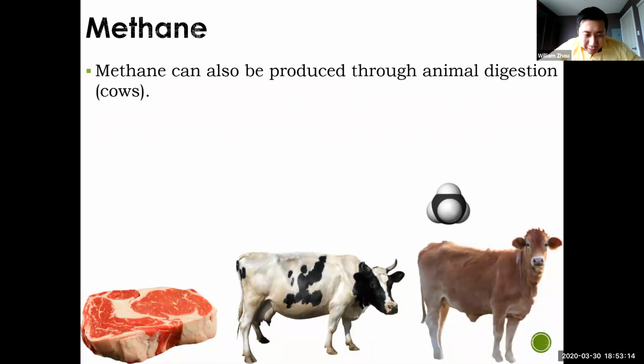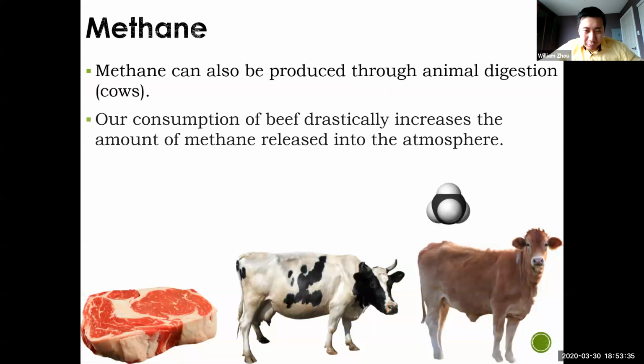which is why eating a lot of beef means that you are contributing to a more intense greenhouse effect. If you cut down your consumption of beef, then you are doing your part in mitigating the amount of methane released. Okay, so the consumption of beef in North America and Europe mostly drastically increases methane, which is a greenhouse gas.